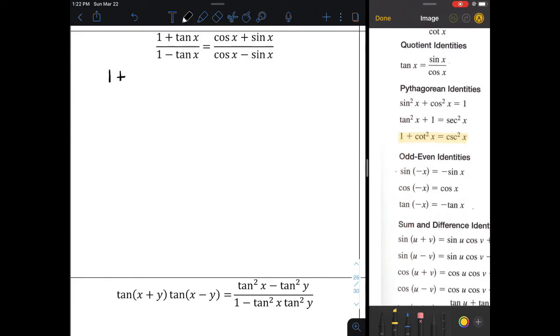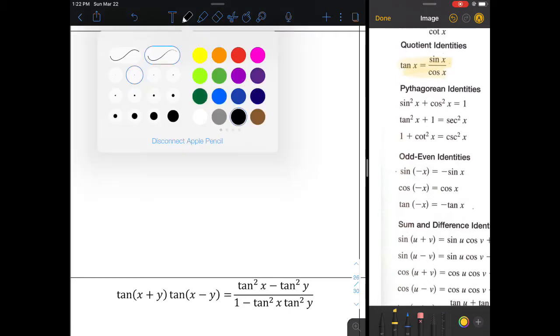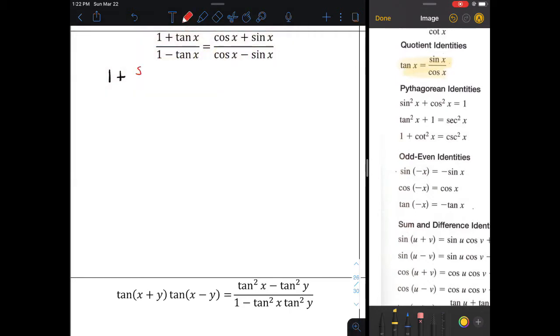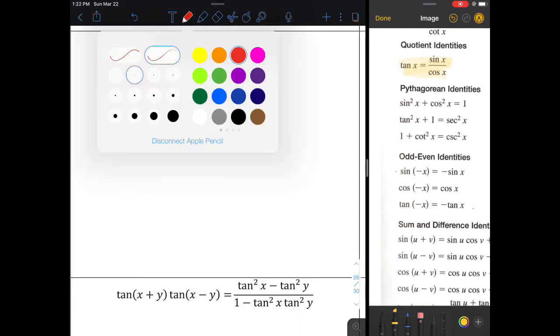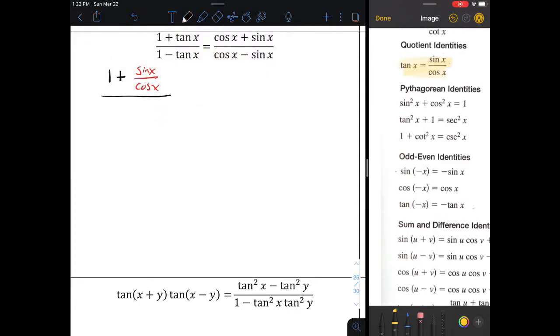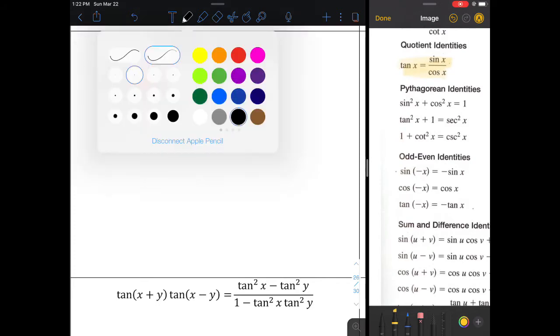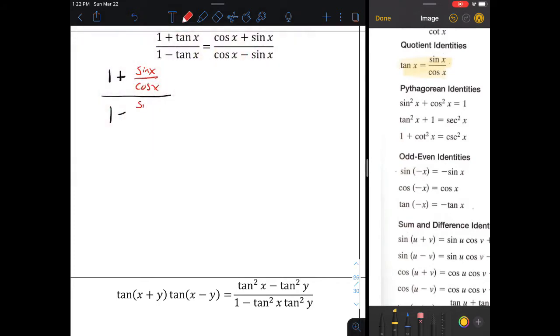So tangent of x is sine over cosine x. All right, we see that right here. So 1 plus sine x over cosine x divided by 1 minus sine x over cosine x. So I use my quotient identity.